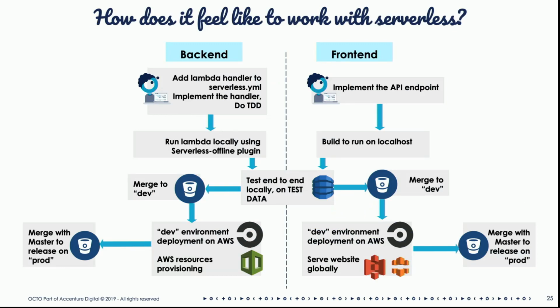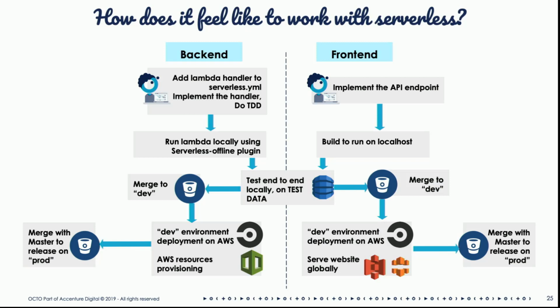So after a while, the product became even more popular, and we still were able to go seamlessly with serverless. We went ahead and created more and more functionalities. And this is how it looked in our project to work on serverless. We used to have a full stack team. So you pick up a feature to work on from the Trello board. You start working on the backend, you add a Lambda handler definition to a serverless YAML file, implement it, do TDD, run Lambda locally using the serverless offline plugin.